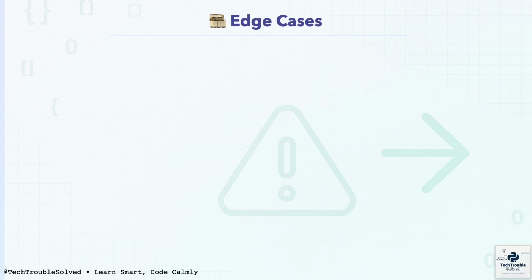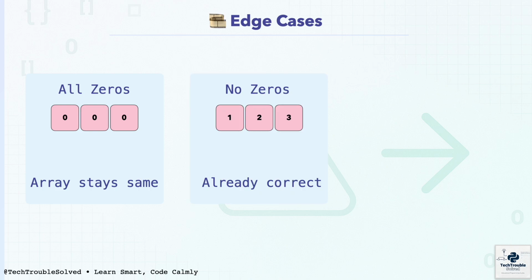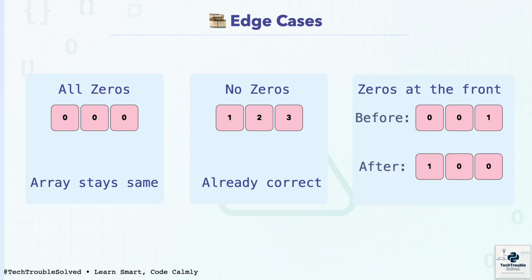One great thing about this approach is that it handles edge cases beautifully. If the array has all zeros, nothing changes. If the array has no zeros, everything stays as it is. And if zeros appear at the front, the non-zero values simply get pulled forward. We don't need to write any special conditions for these cases. The two-pointer logic just works.